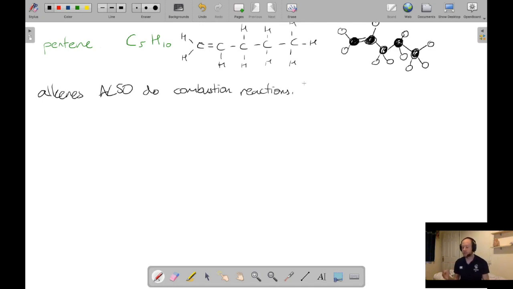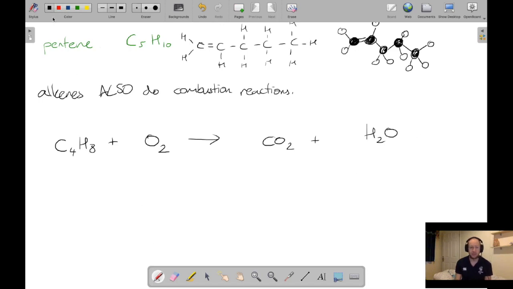So if you remember those combustion reactions that we did back when we were doing fuels in C20, they're exactly the same for the alkenes. Let's just do a really simple one. Let's do butene. So we've got C4H8 plus O2. What are the products of a combustion reaction again? Hopefully you remembered. It makes carbon dioxide and water.